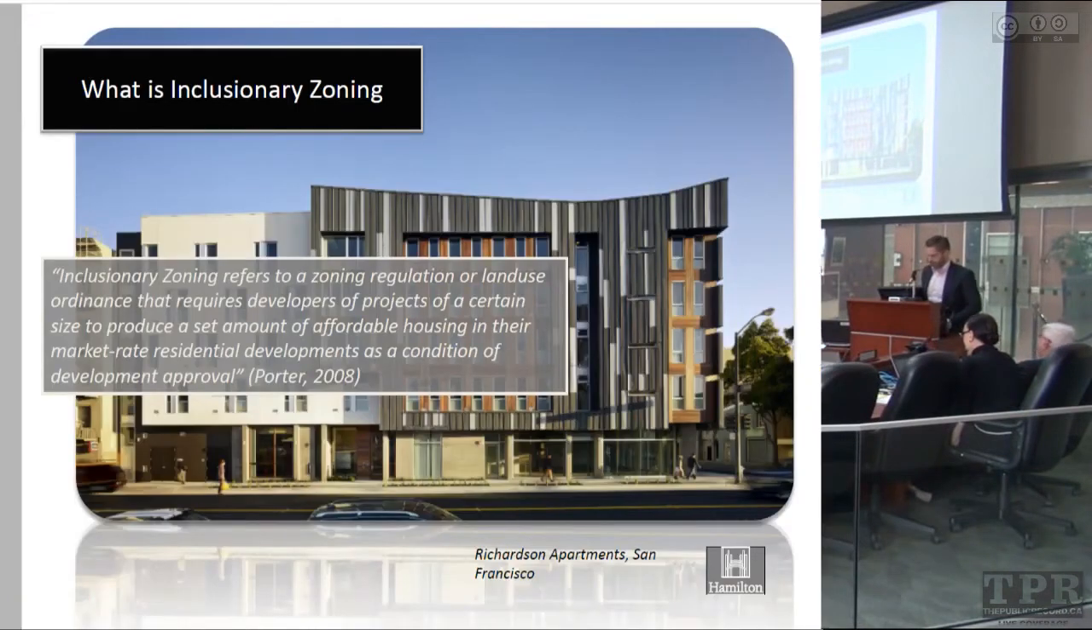So let's begin at the beginning. What is inclusionary zoning? One of the most often cited definitions appears here on the screen. It refers to a zoning regulation that requires developers of projects of a certain size to produce a set amount of affordable housing as a condition of development approval. Quite simply, it allows the city to mandate a set number of units on the basis of a development approval.